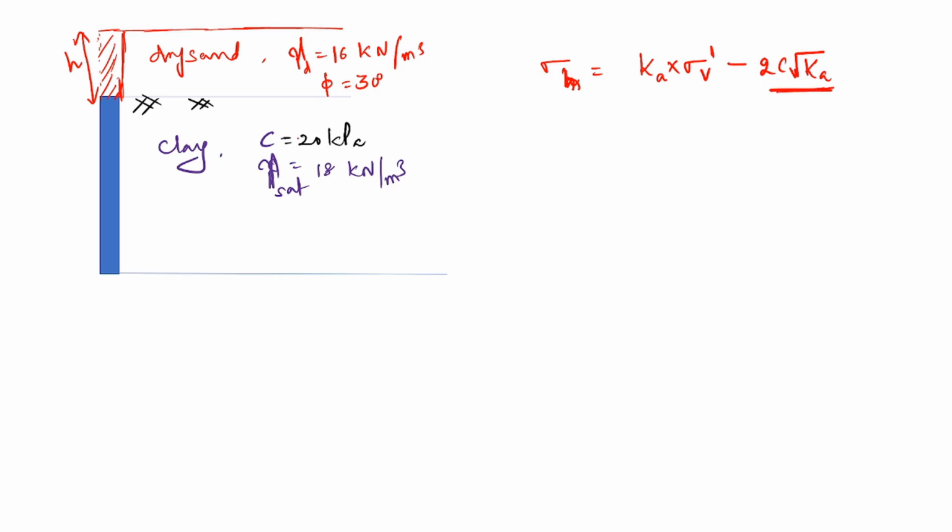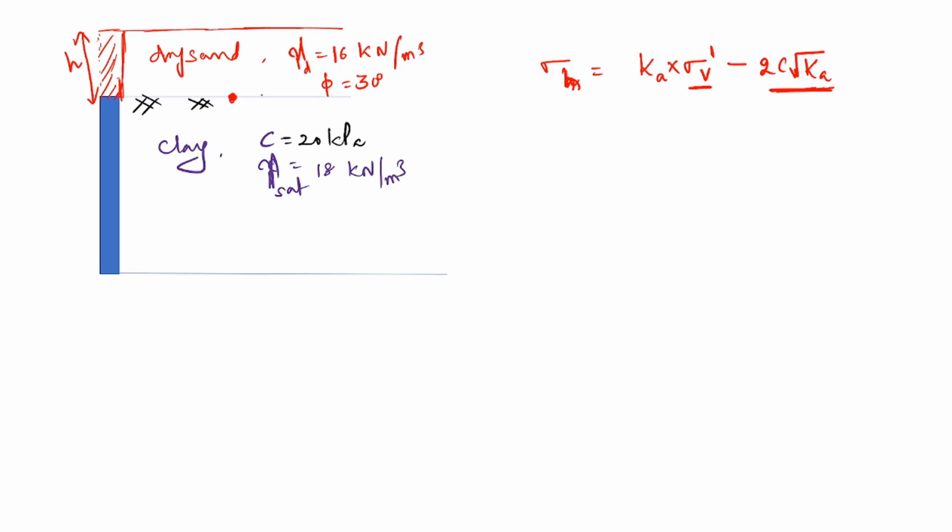This part is occurring only in the clay. Now where will it be maximum? It will be maximum at this portion, because as you go down this will increase. As this increases, then it gets decreased. So our interesting point is at the top point of the clay, that too in the clay, because in the clay only we will get this.